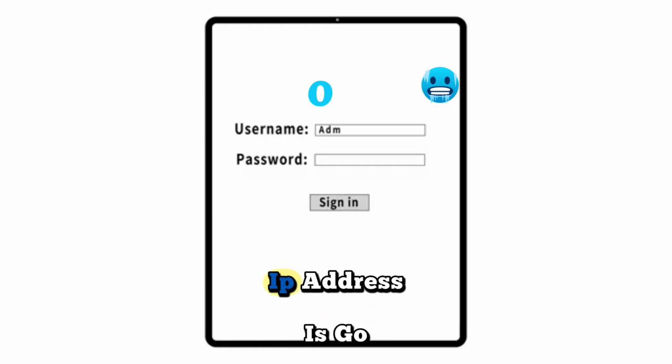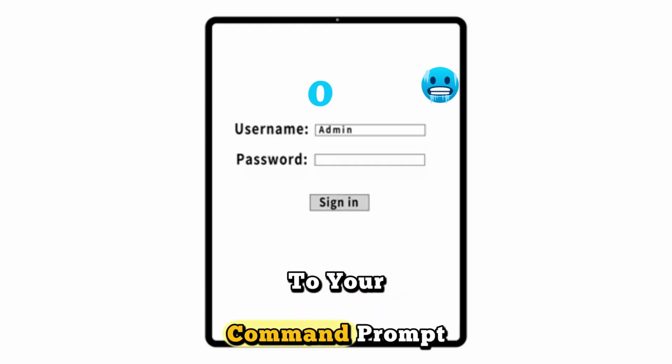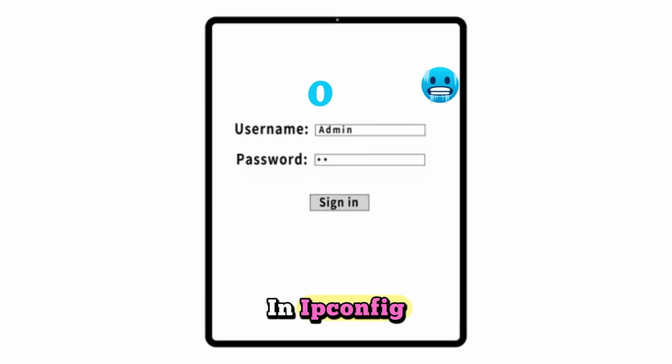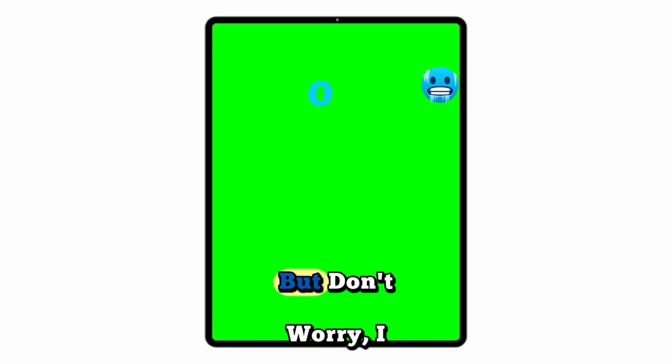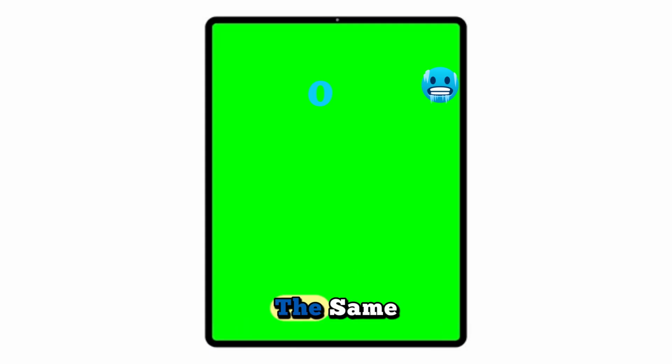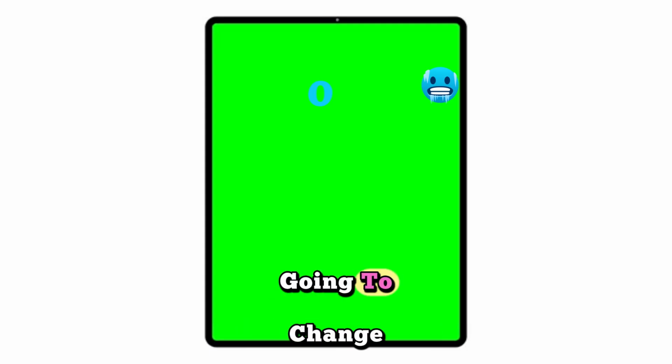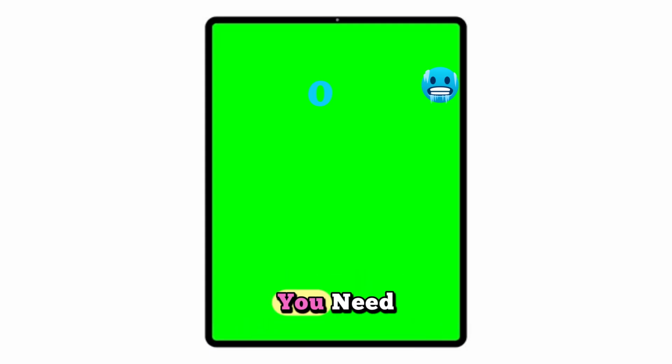The third thing we're going to need to know is our IP address. The way to find your IP address is to go down here to your command prompt and type in IP protocol configuration. You can see my IP address is 192.168.123. I know there's a lot of numbers to remember here, but don't worry, I got you. With 192.168.123, the first three numbers will stay the same, and the last number is going to change. Okay, so that's what you need to know.